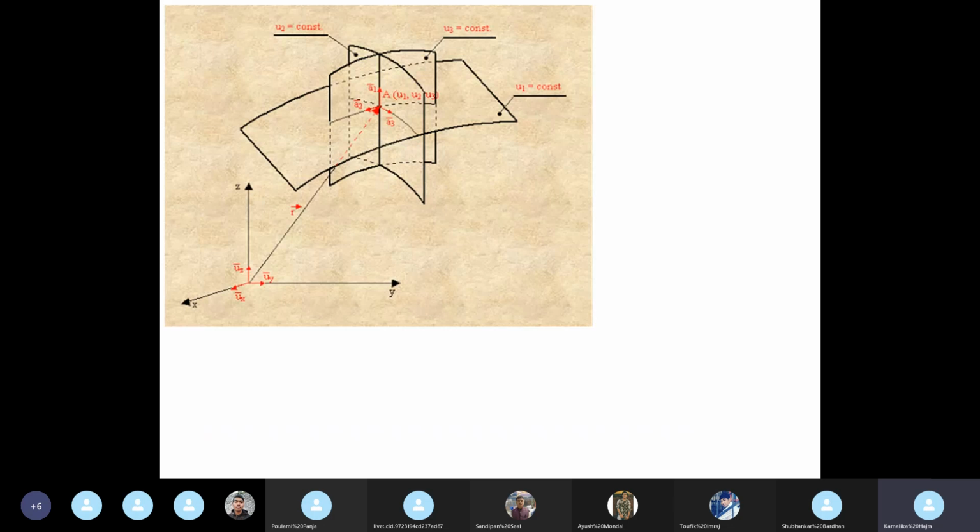Now, let us take a look at this picture. This is taken from the internet. You can see that there are three surfaces. This is our normal XYZ. The XYZ axes are set up, mutually perpendicular, and somewhere in space with respect to the XYZ system, we have three surfaces intersecting each other. We have a surface one equal to constant.